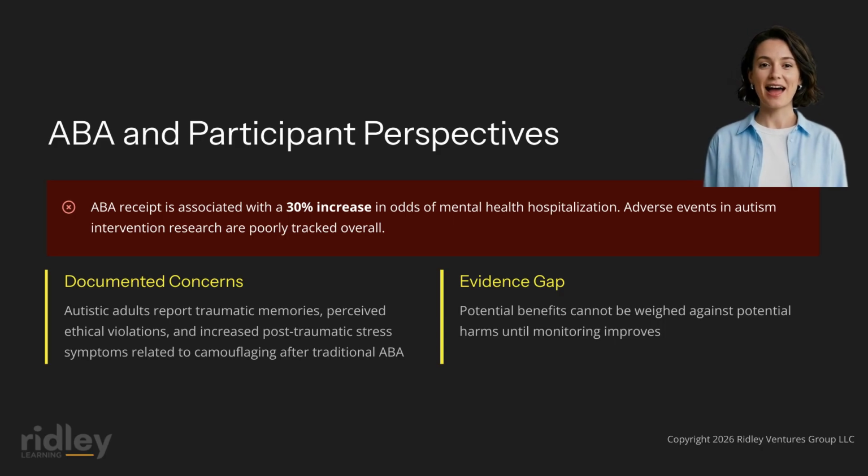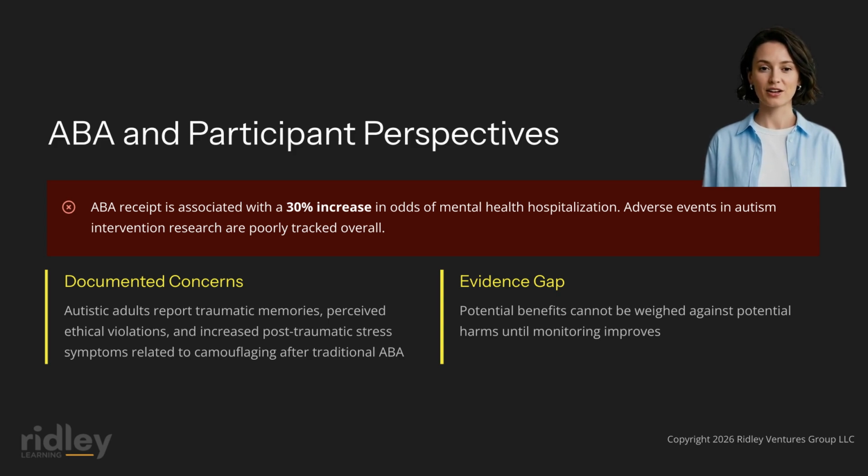At the same time, the evidence base around traditional high-intensity applied behavior analysis, or ABA, and the lived experience of autistic adults who received it is now a core part of the clinical conversation. Anderson's 2023 qualitative analysis of autistic adults' recollections of ABA documented traumatic memories, perceived ethical violations, and explicit recommendations that practitioners listen to autistic perspectives and consider alternatives.